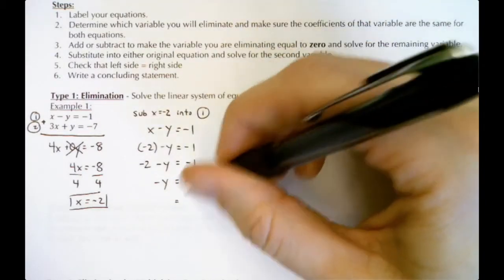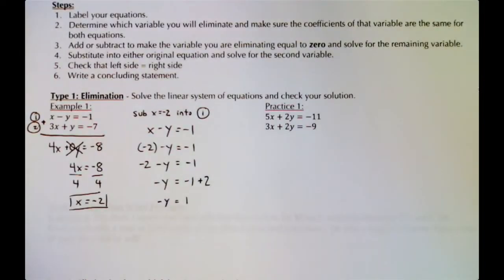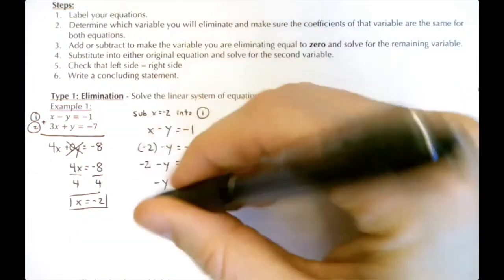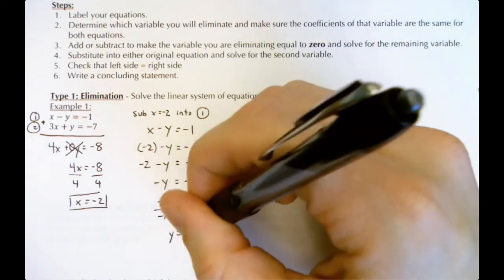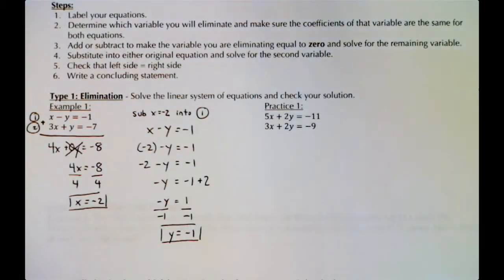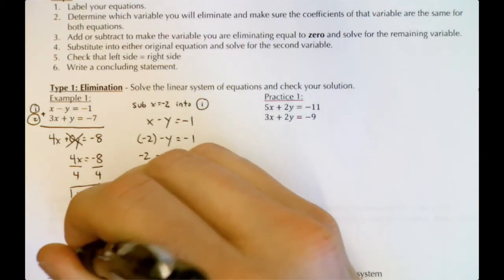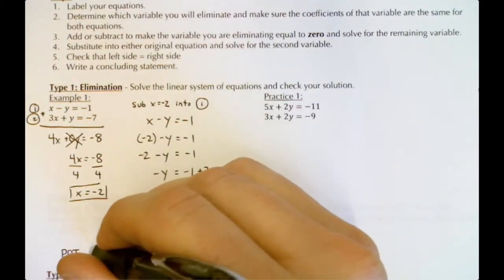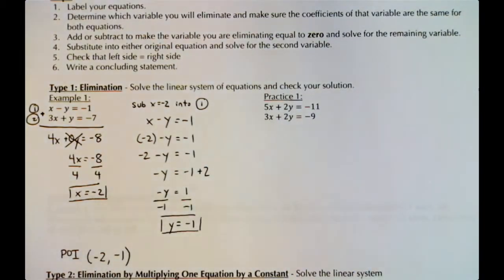-1 plus 2 is 1. So we've got -y equals 1. Well, to get rid of the negative, I divide both sides by -1. And I end up with y equals -1. So now I know what x and y are. I can conclude that the point of intersection is (-2, -1). So that's the first example of elimination.